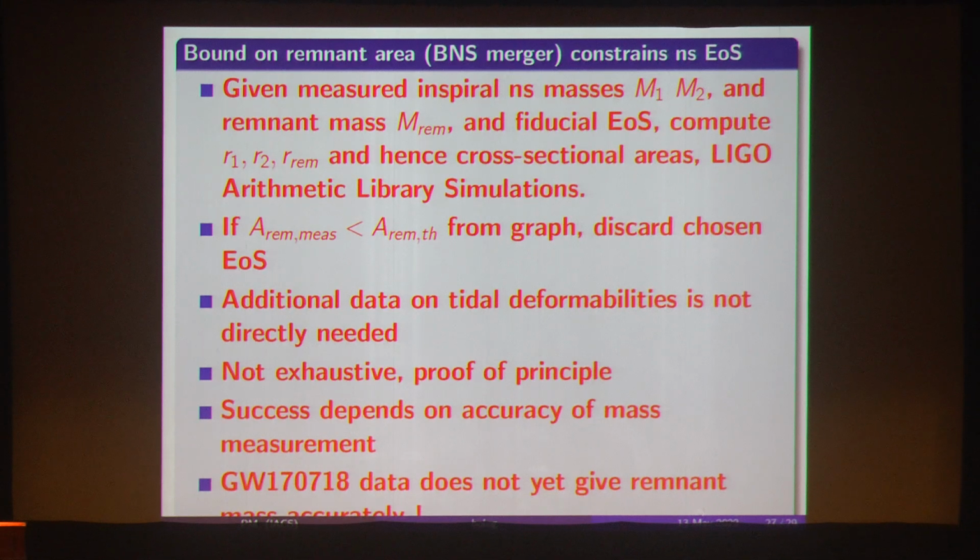One or two slides. Basically, I just wanted to say that there is a prediction that is possible, and therefore you can choose an equation of state, calculate it, measure it, and if this measurement turns out to be less than the minimal area, discard it. Now, we have not been able to do it because this is what hasn't been measured very accurately. And if you can measure it, then of course it's good. Again, I should say that this is really not exhaustive. It's a proof of principle. And of course, the success depends on the accuracy of the mass measurement.